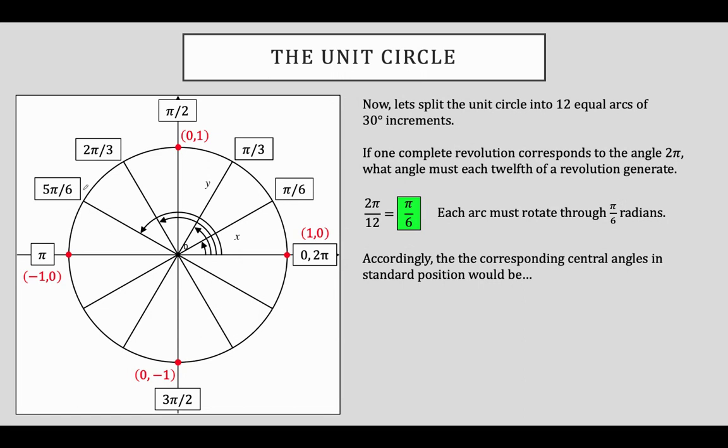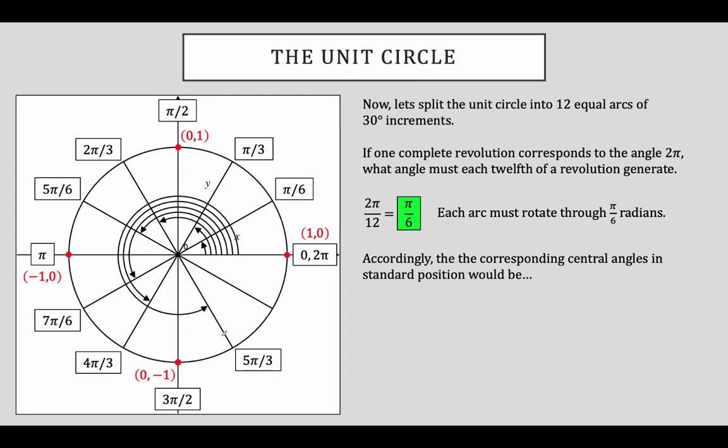Again, we're just counting by fractions of pi over 6. 6 pi over 6. 6 over 6 reduces into 1. 7 pi over 6 for this next angle. 8 pi over 6, which is 4 pi over 3. 9 pi over 6. That would be 3 pi over 2. 10 pi over 6, which would be 5 pi over 3. And 11 pi over 6 here. And finally, to do one complete revolution, we would get to 12 pi over 6, which reduces into 2 pi.